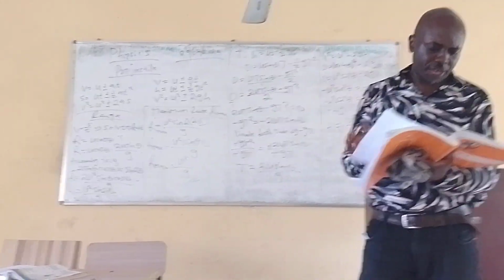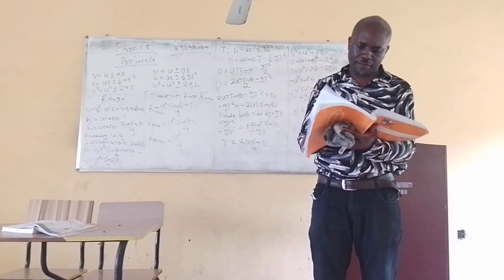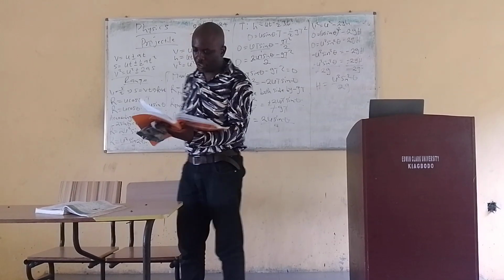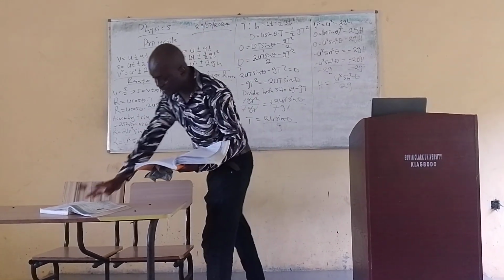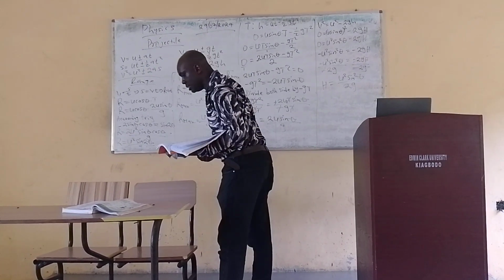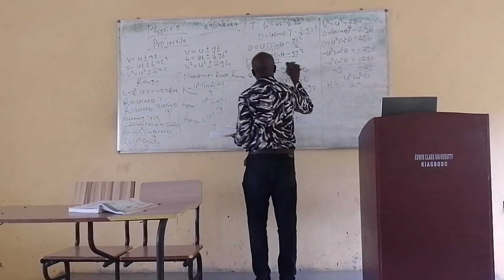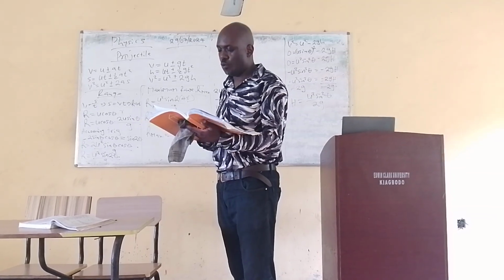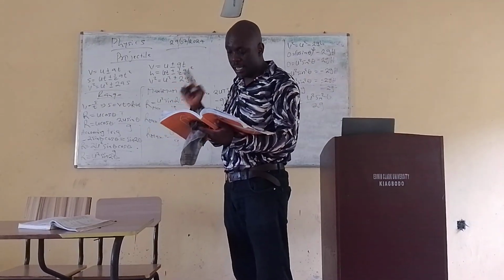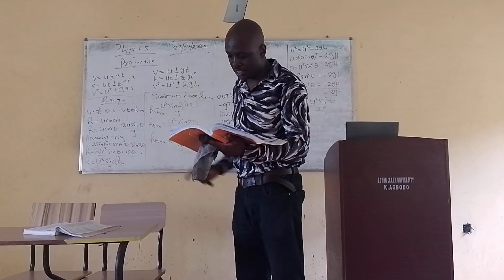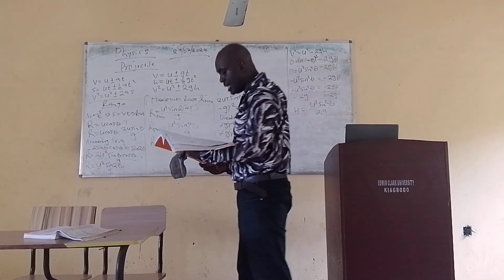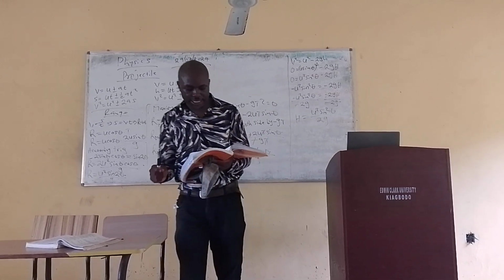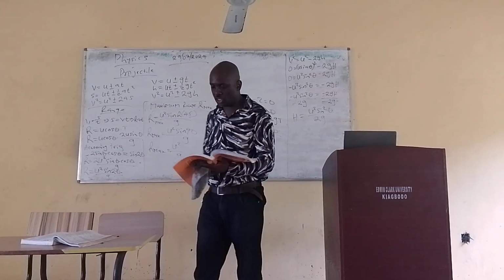Alright, so you have to do some exercise. You have to copy it now. In this exercise, I'm going to write out: a projectile is fired with initial velocity of 100 meters per second at an angle of 30 degrees with the horizontal. Calculate A, the time of flight; B, the maximum height attained; C, the range. Okay? So you have to do it.